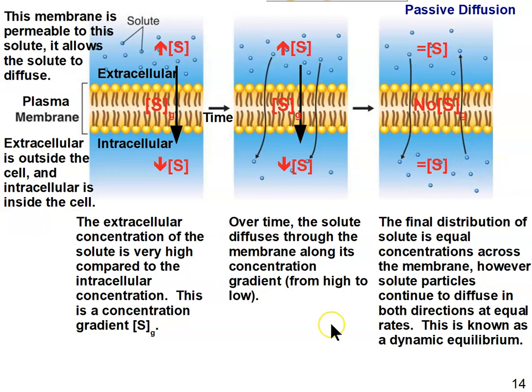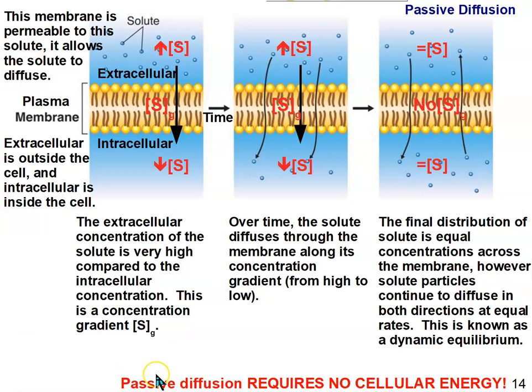It remains at equilibrium. So the bottom line is, this is known as passive diffusion because it does not require energy. Passive diffusion requires no cellular energy. This happens all by itself. Really, where the energy comes from is heat and the kinetic energy of the particles in solution moving around.